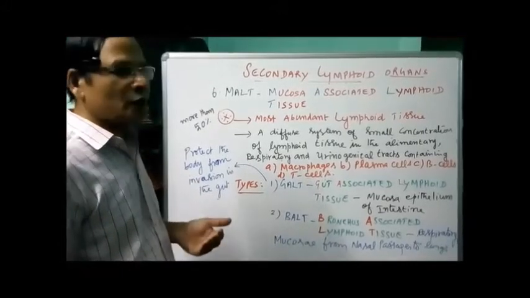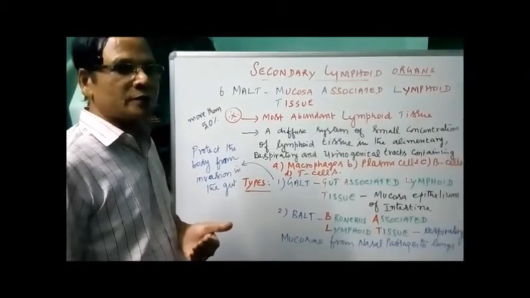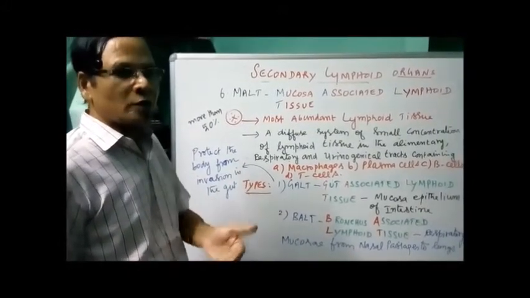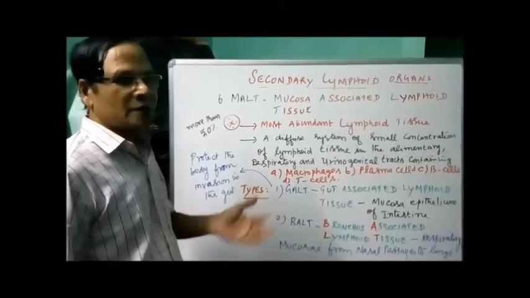Now we have to go on to the various types of cells involved in the immune system. That is in the next class.